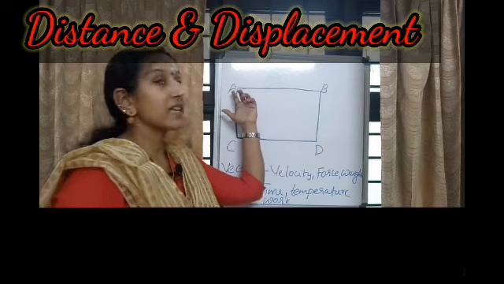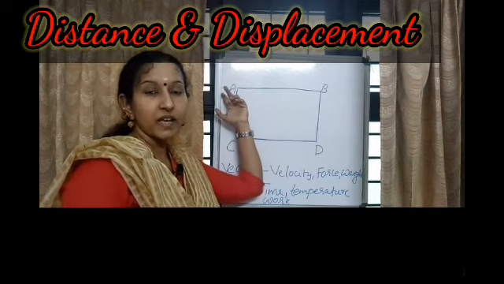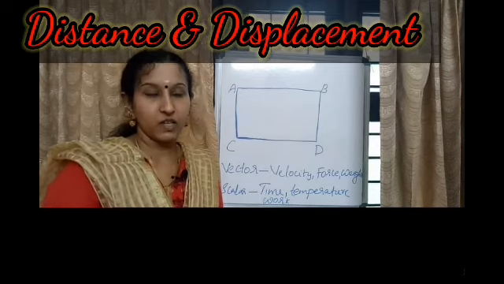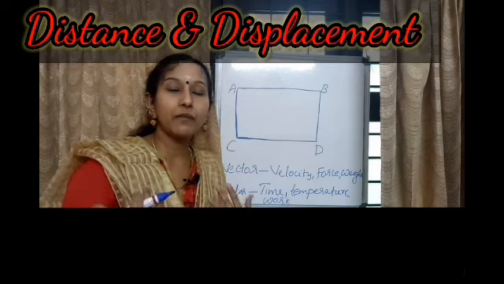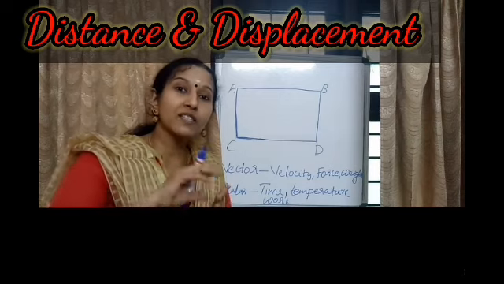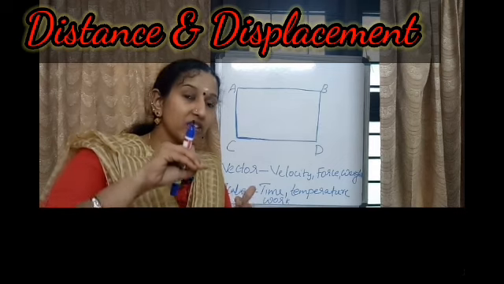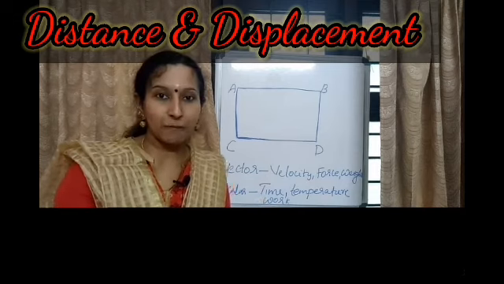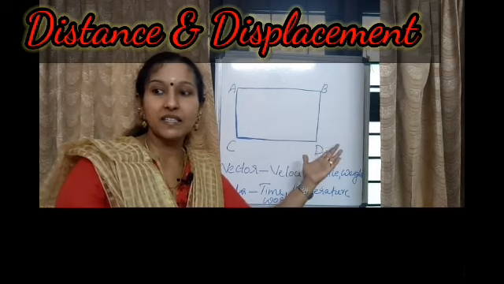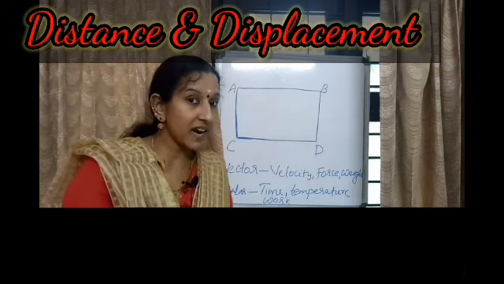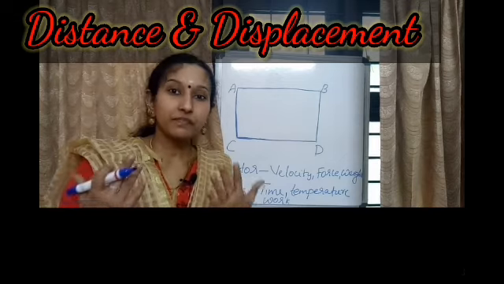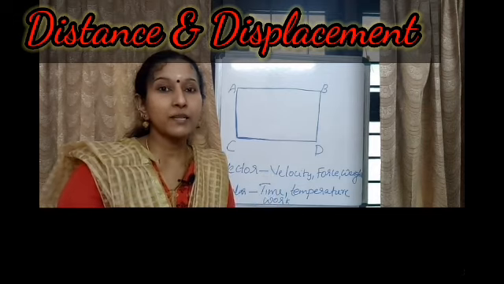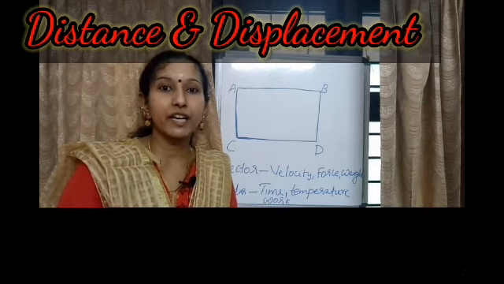A is the starting point and D is the finishing point. For starting and finishing, we can use other words in physics: initial for starting, and final for finishing. So A is the initial point and D is the final point. Initial means starting, and final means finishing.